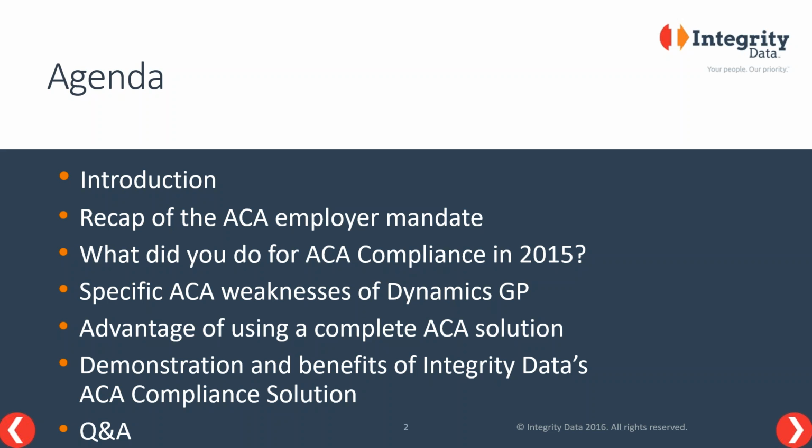We'll also talk about what you did for ACA compliance in 2015. We touched on that a little bit in the poll questions, but we're going to talk through that in a little bit more detail. We're going to talk about specific weaknesses of Dynamics GP as it relates to ACA compliance and talk about your risk areas associated with that. We're going to talk about the advantages of using a complete ACA solution for your compliance efforts and reporting requirements with the IRS. Of course, we're going to do a demonstration of our solution that we provide through the Dynamics GP channel and through InterDyn BMI. And of course, as Kim mentioned, at the end we'll have time for questions and answers.